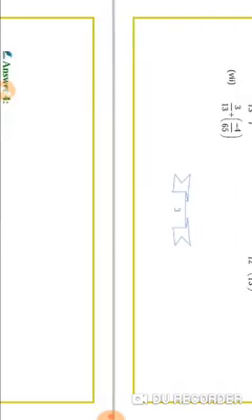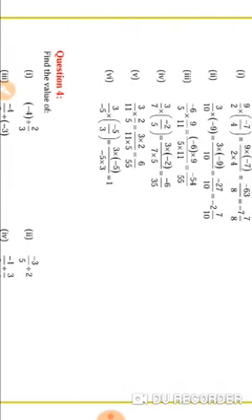So this is all about rational numbers: how to add, how to subtract, how to multiply and how to divide. Don't forget that the rules of integers and fractions together you have to apply in rational numbers.